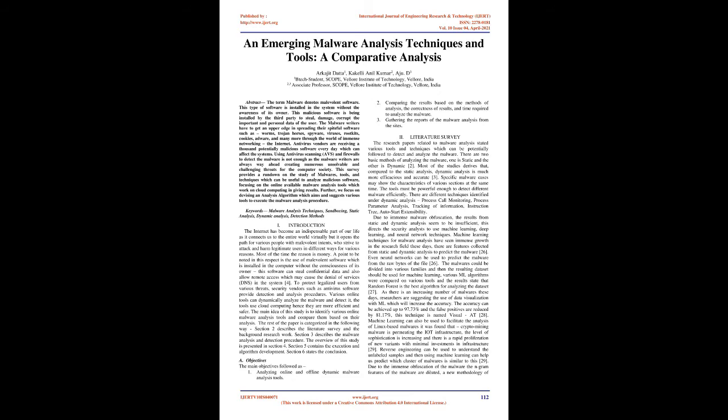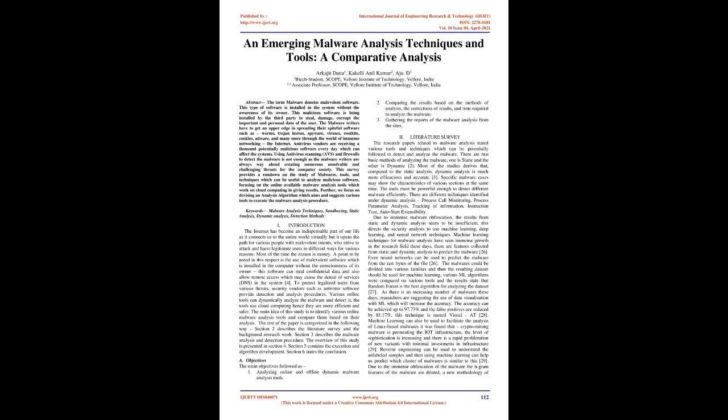2. Literature survey. The research papers related to malware analysis stated various tools and techniques which can be potentially followed to detect and analyze the malware. There are 2 basic methods of analyzing the malware, one is static and the other is dynamic. Most of the studies derive that, compared to the static analysis, dynamic analysis is much more efficacious and accurate. Specific malware cases may show the characteristics of various sections at the same time. The tools must be powerful enough to detect different malware efficiently.